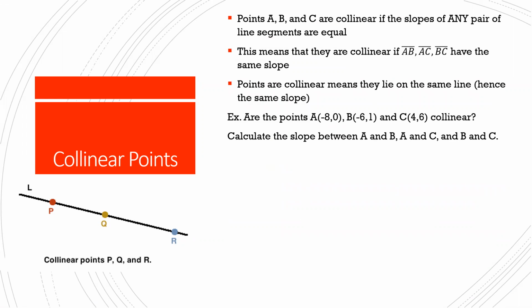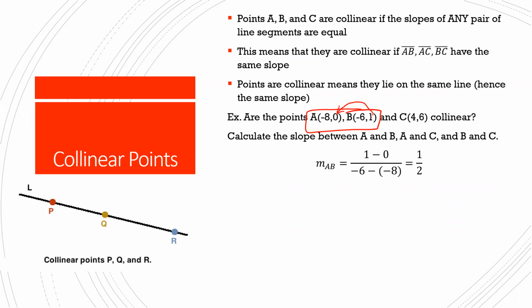So I'm going to first calculate the slope between A and B, then I'm going to calculate the slope between A and C, and then I'm going to calculate the slope between B and C. So I'm going to start with A and B first. So the slope of A to B, just looking at these two here, I'm simply going to take 1 minus 0, and I'm going to skip a couple steps here.